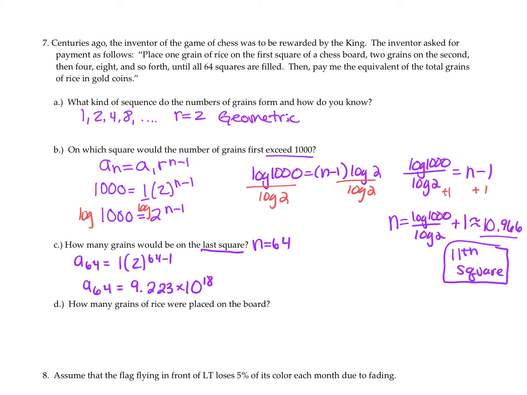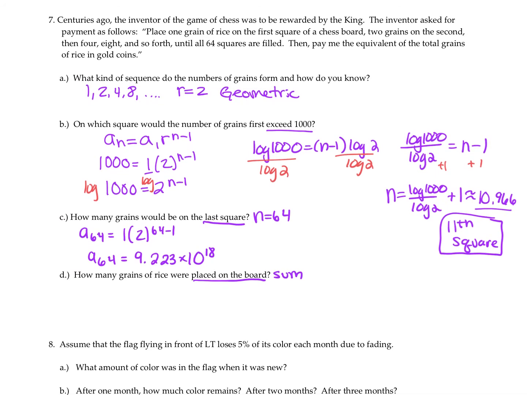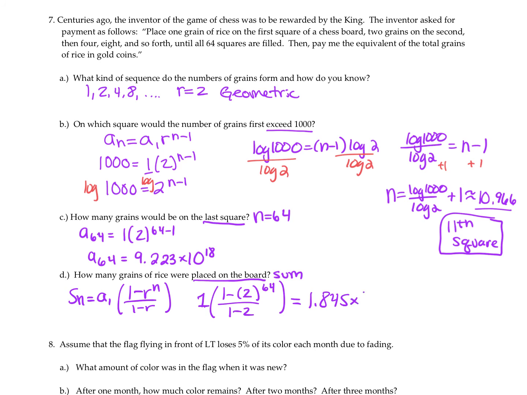All right, the last question says, how many grains of rice are placed on the board? So now we're trying to find the total sum that was placed on the board. And this is a geometric series. So we're going to do A1 times 1 minus r to the n all over 1 minus r. I know that my A1 is 1, and then my r is 2. And then there are 64 spots on the board, so that's my n. And so I'm going to get 1.845 E19, so that means times 10 to the 19th power, so that's scientific notation.